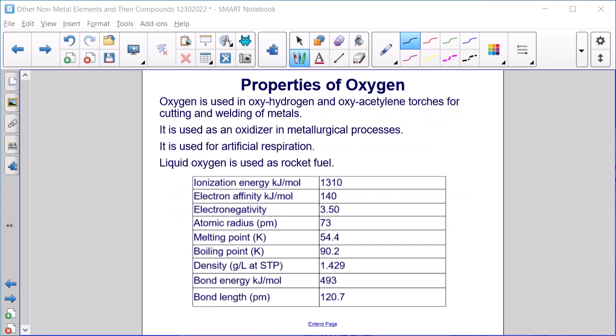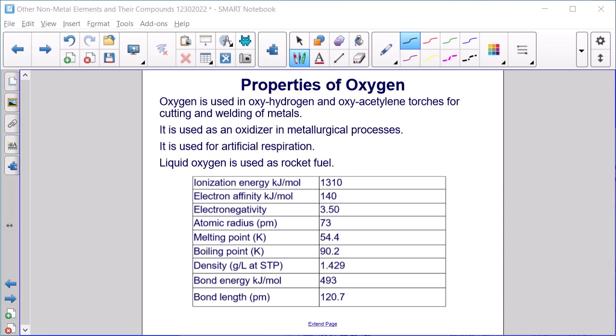Oxygen is used in oxyhydrogen and oxyacetylene torches for cutting and welding of metals. It is used as an oxidizer in metallurgical processes. It is used for artificial respiration. Liquid oxygen is used as rocket fuel.